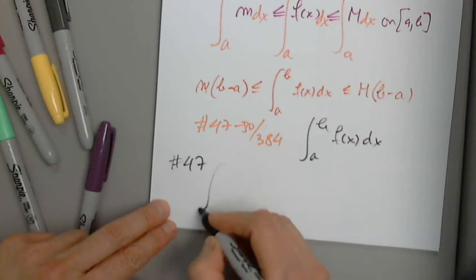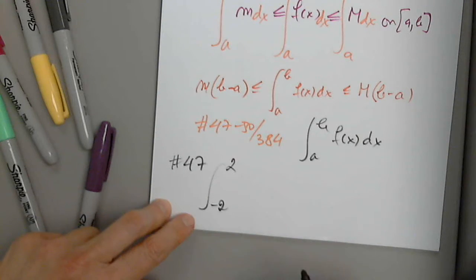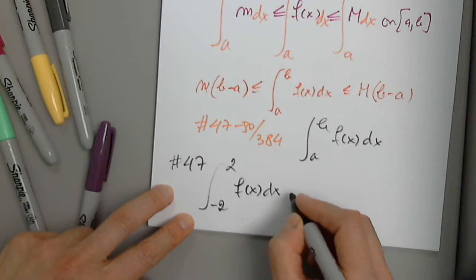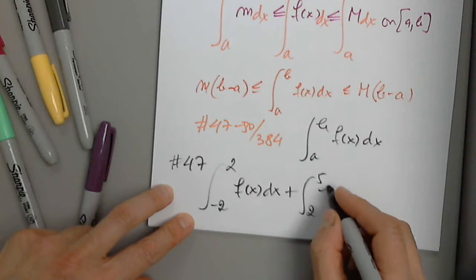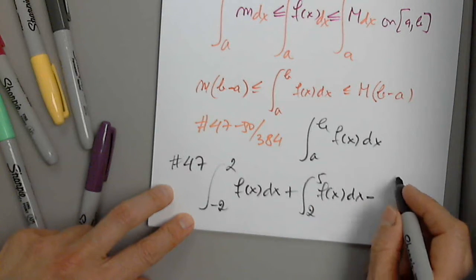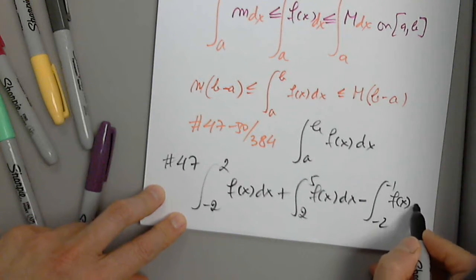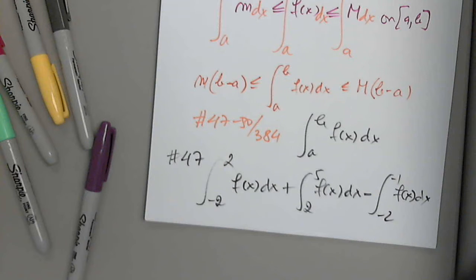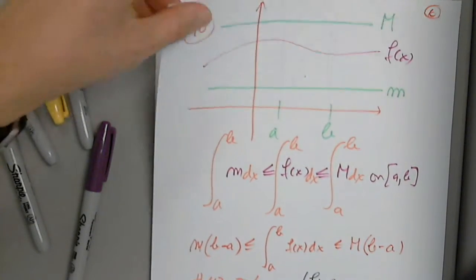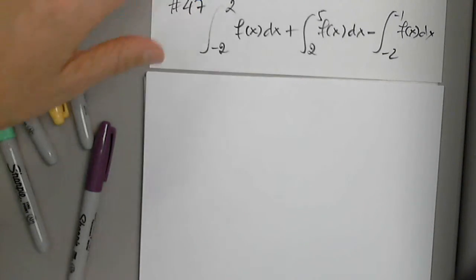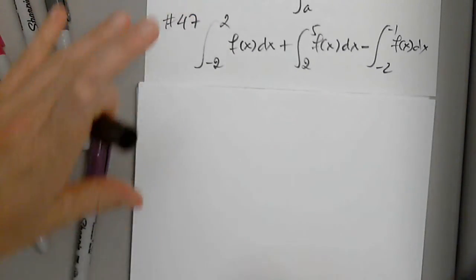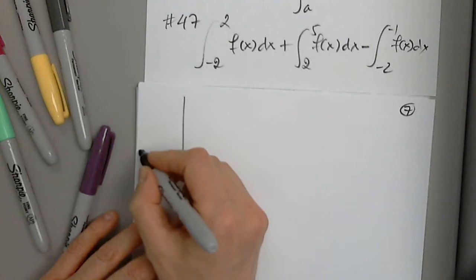They are giving us the integral from -2 to 2 of f of x dx, plus the integral from 2 to 5 of f of x dx, minus the integral from -2 to -1 of f of x dx. They want us to condense. So let's draw a little picture here so I can easier explain what's happening.